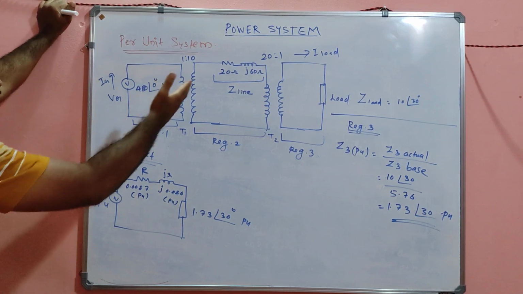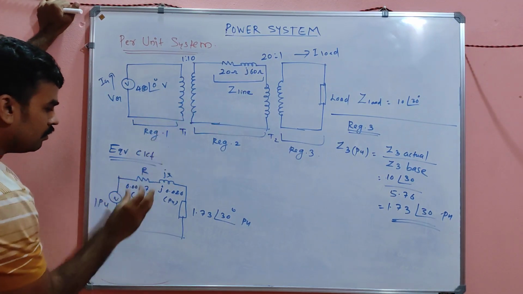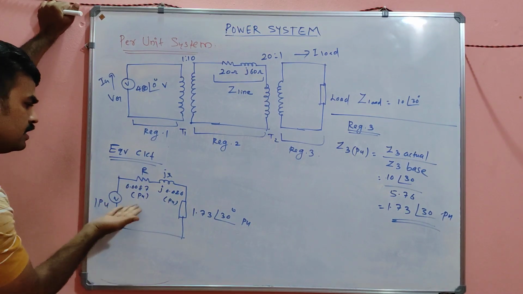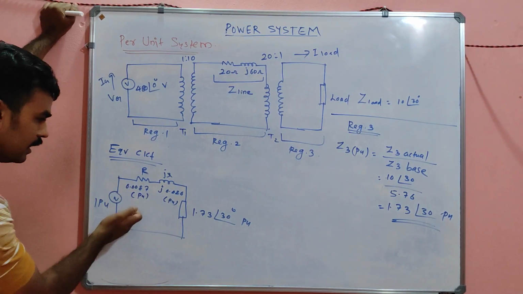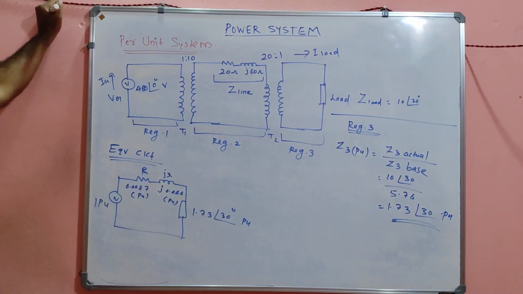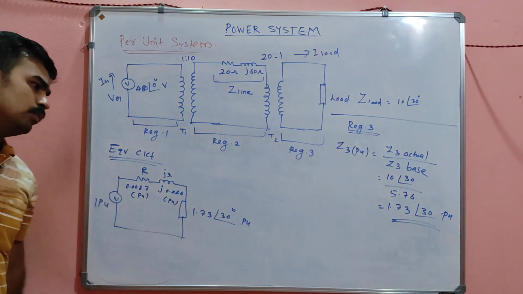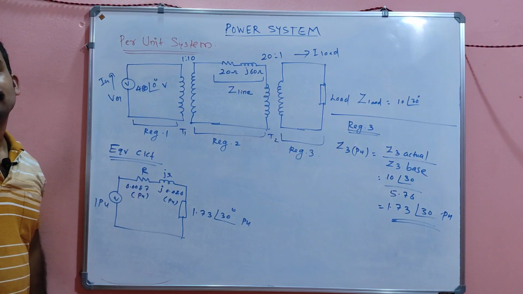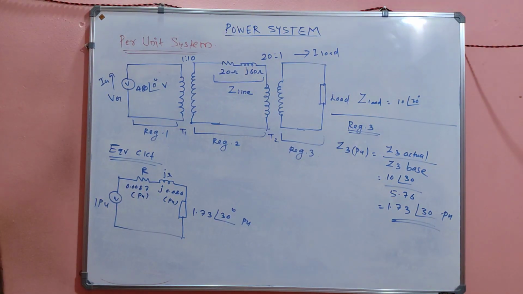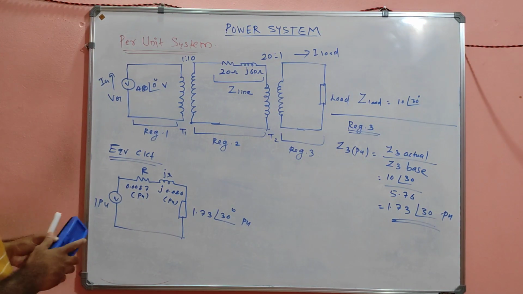See the simplicity of the circuit. Is this simple, or is this diagram simple? This is simple. You can simply calculate the short circuit current or any fault analysis, everything you can do with this. Is it clear? Okay.